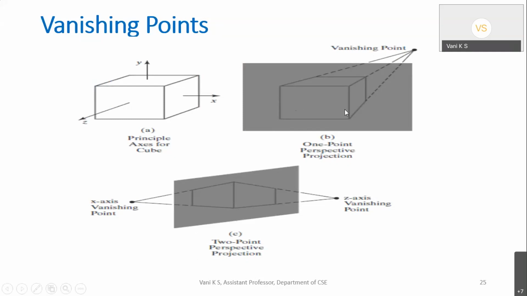The lines which are parallel to the XY plane will be projected as parallel lines only. That is, as it is, it will be transformed. When it is getting projected, this parallel line as it is, this parallel line also as it is. But the other lines of the object, which are not parallel, will be projected onto the view plane as a converging point. That is the topic we are discussing.